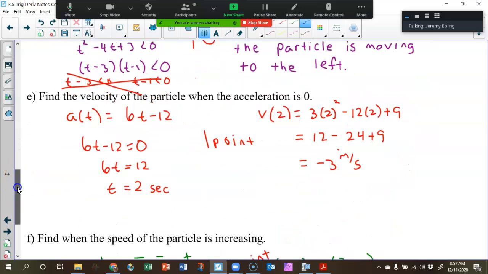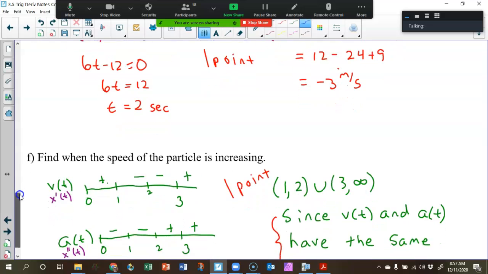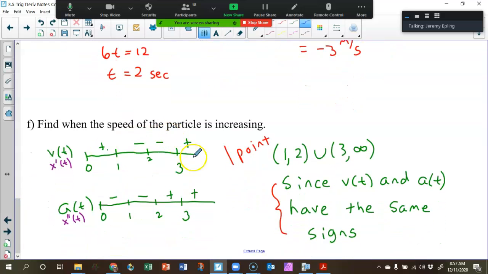All right, part E. Are there questions in how to do part E? The scoring is pretty straightforward. Either you got -3 meters per second or you didn't. Any questions there in part E? All right, and any questions in part F?